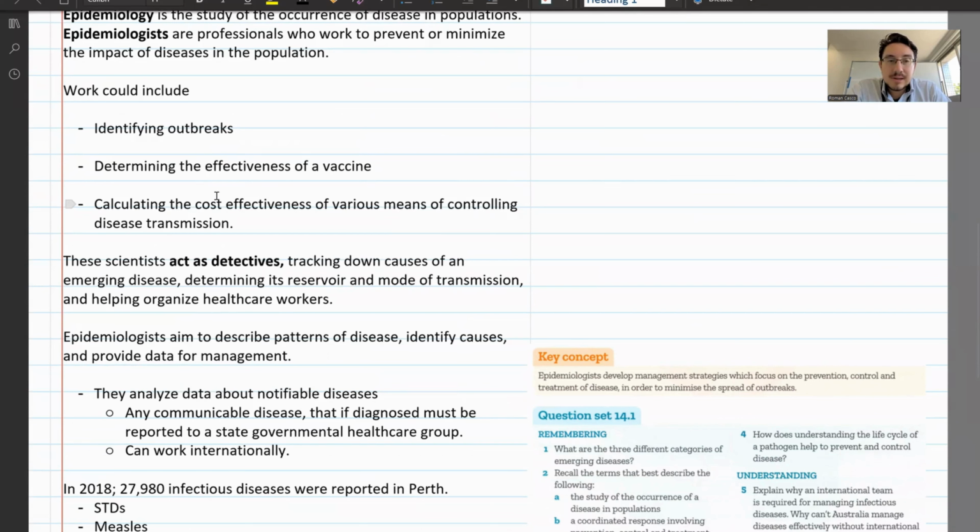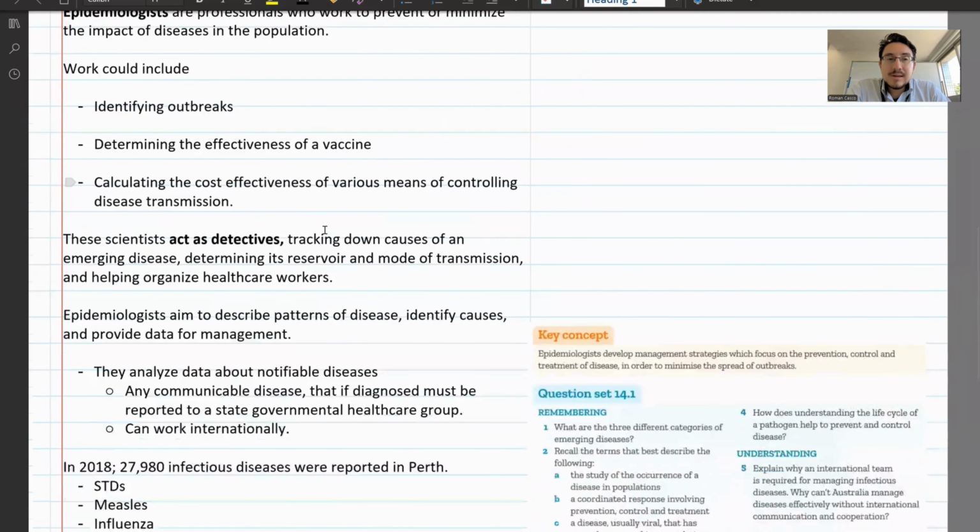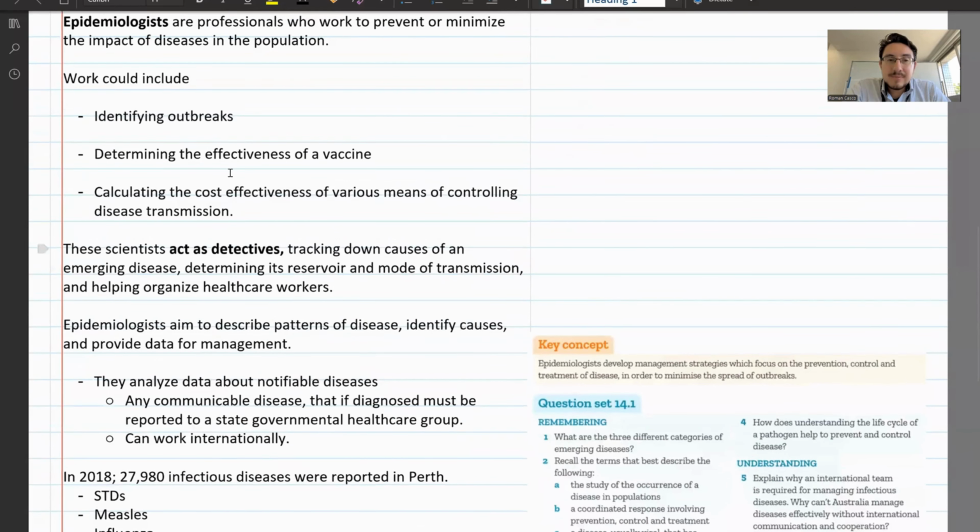You could calculate cost effectiveness of certain strategies. Are there certain strategies that are not working, and so forth? So essentially, you act as a data scientist, as a biologist, even detective work you have to do, because scientists basically have to track down causes of these emerging diseases.